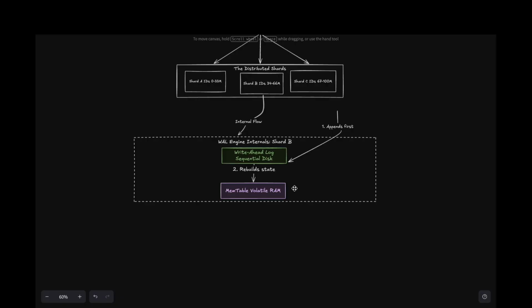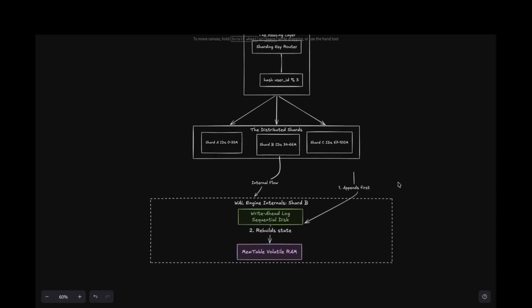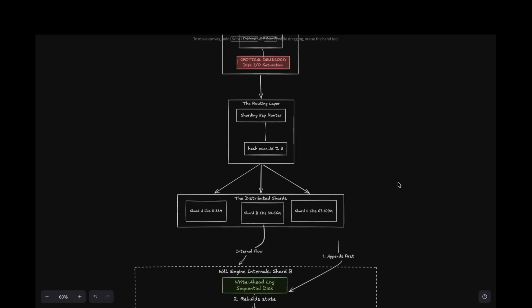By combining event-driven message brokers, mathematical shard routing, and sequential write-ahead logs, you transform a fragile backend into a highly available, fault-tolerant system capable of planetary scale.